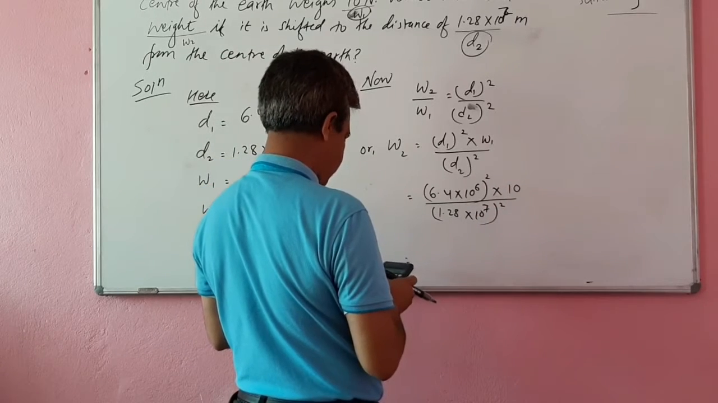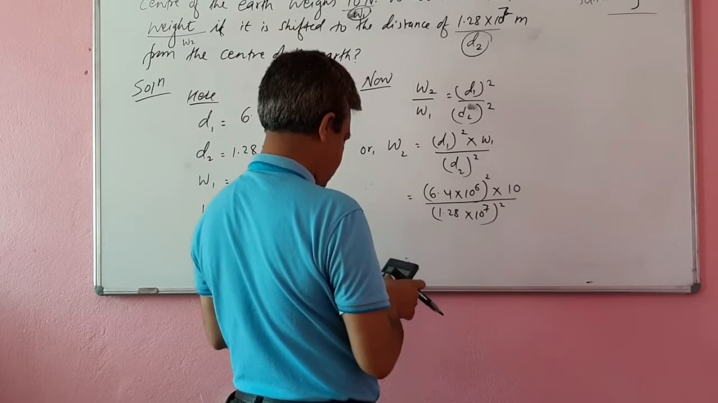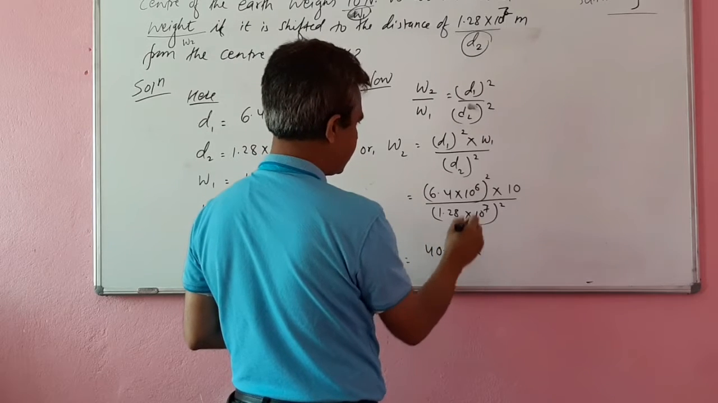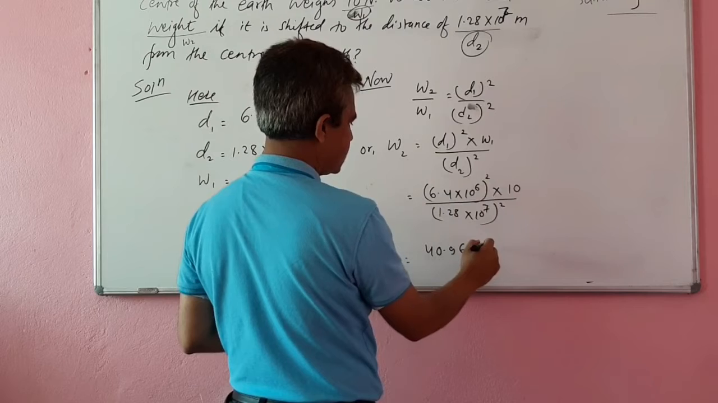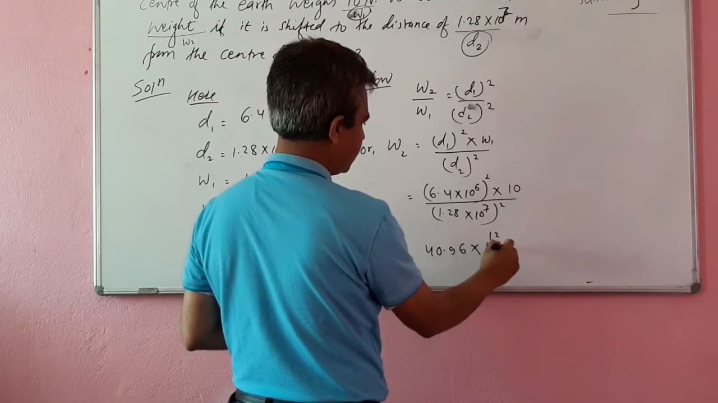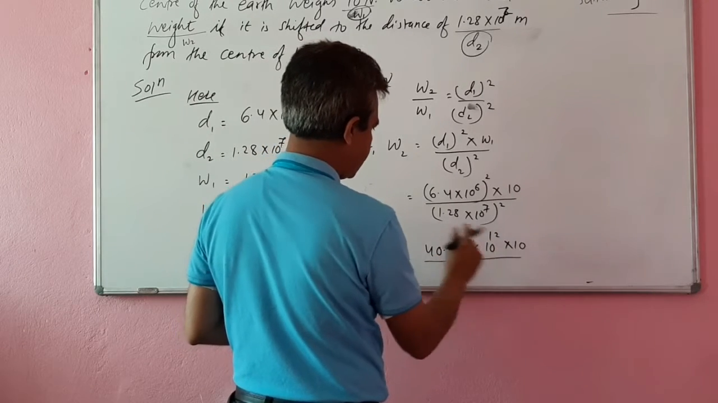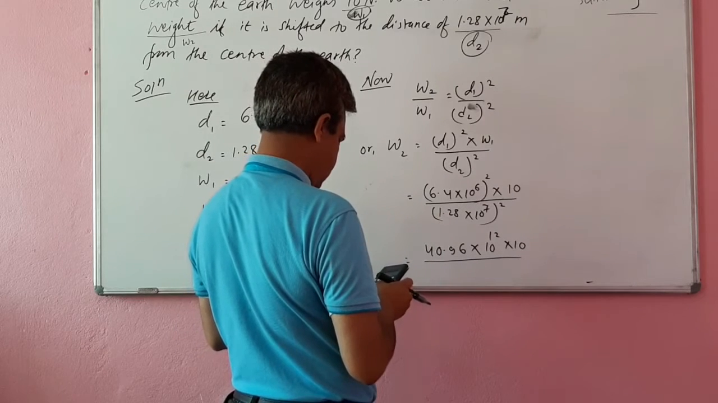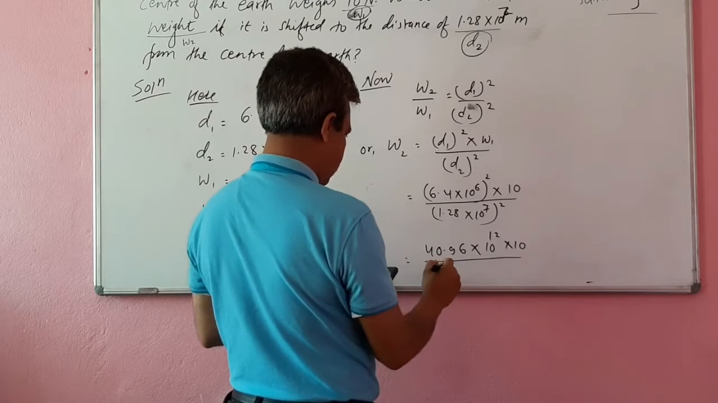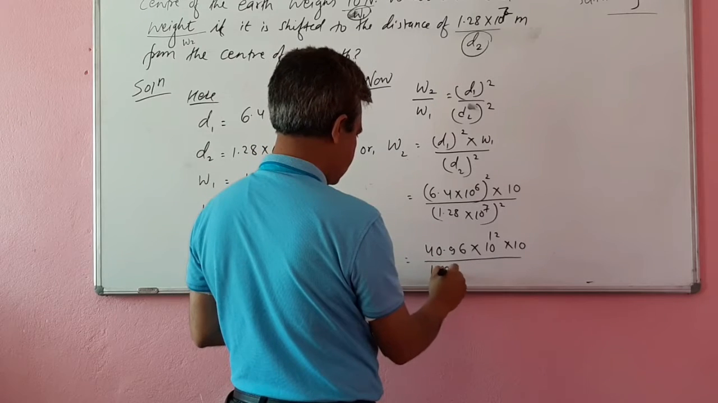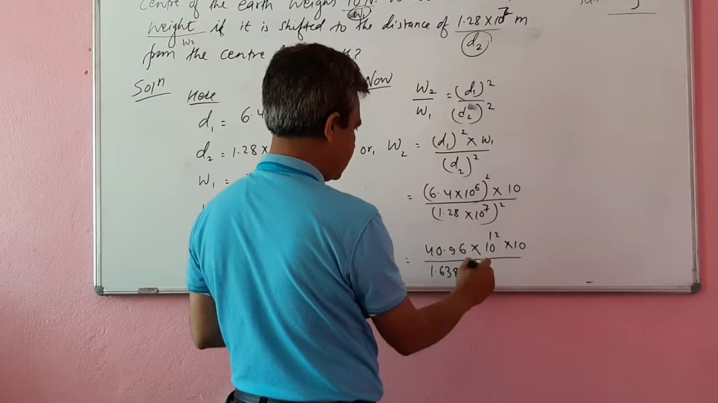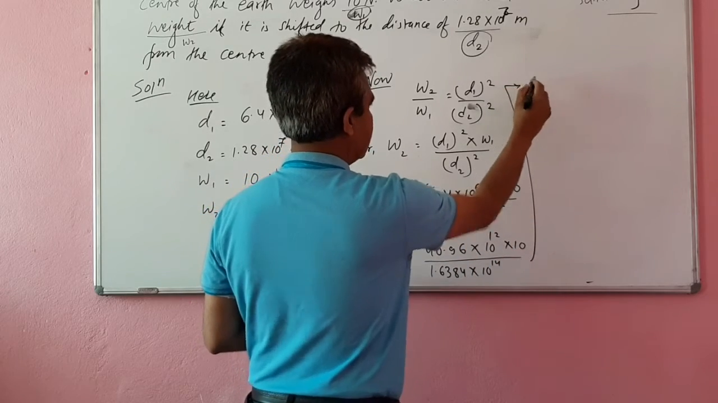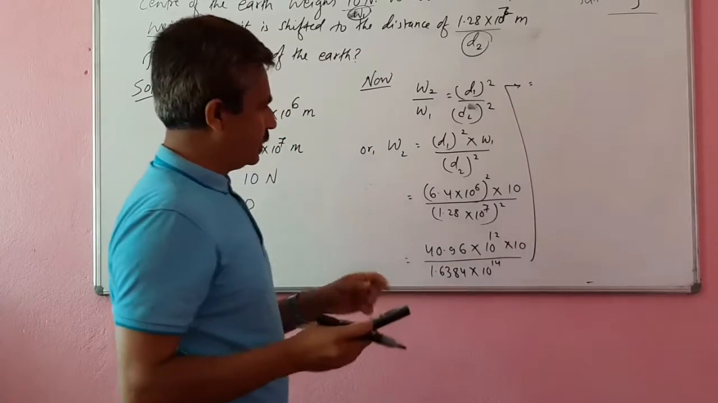6.4 whole square equals 40.96. Multiply 10 to the power 6 whole square is 10 to the power 12, multiply 10, by 1.28 whole square. 1.28 whole square is 1.6384, multiplied by 10 to the power 7 whole square, which is 10 to the power 14. Okay, what to do now?